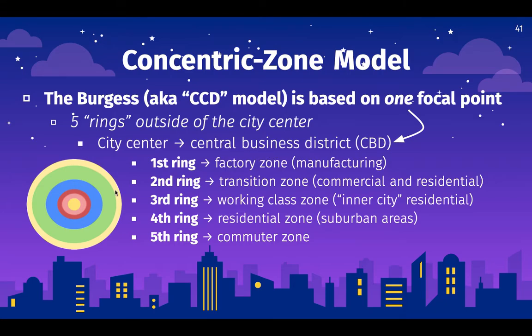Now, the first ring around the CBD is what we call the factory zone. This is for manufacturing. The second ring gets into the transitional zone between commercial and residential. Then we get into the first residential zone, known as the working class zone. The fourth ring would be suburban areas. And then finally, the commuter zone, called the commuter zone because people have to commute into the city center.